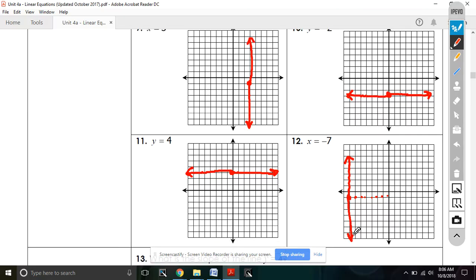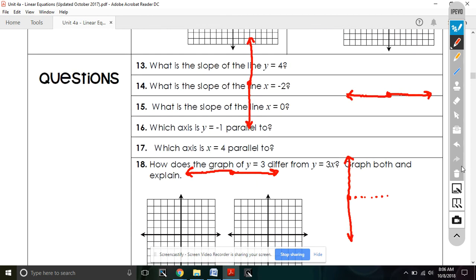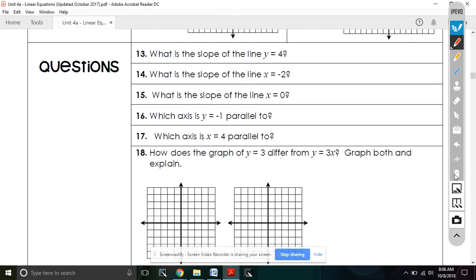Let's answer some questions here. It wants to know, what is the slope of y equals 4? Well, what number is before the x? Notice there is no x, so this has a 0 slope. Okay. What is the slope of x equals -2? Well, x equals -2 is up and down. What do I know the slope is if my line is up and down? And that should be undefined.